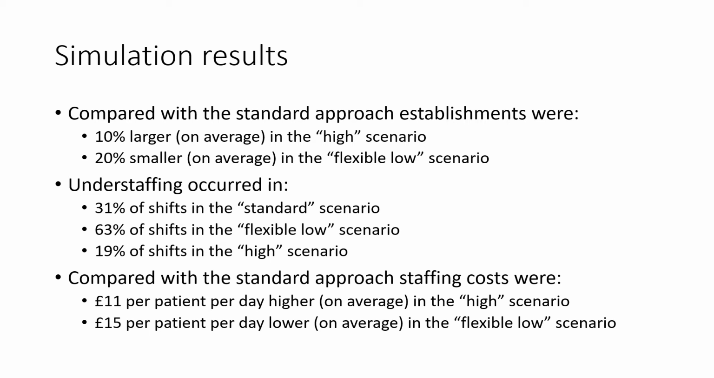In terms of cost, across the 4 simulated trusts, staff establishment costs were £11 per patient per day higher in the high scenario and £15 per patient per day lower in the flexible scenario. That is the situation where availability of temporary staff is based on current empirical availability. If we increase the availability of temporary staff, the cost saving for the flexible low approach over the standard almost disappears. It's down to £3 per day, but with 21.4% of shifts still being understaffed.